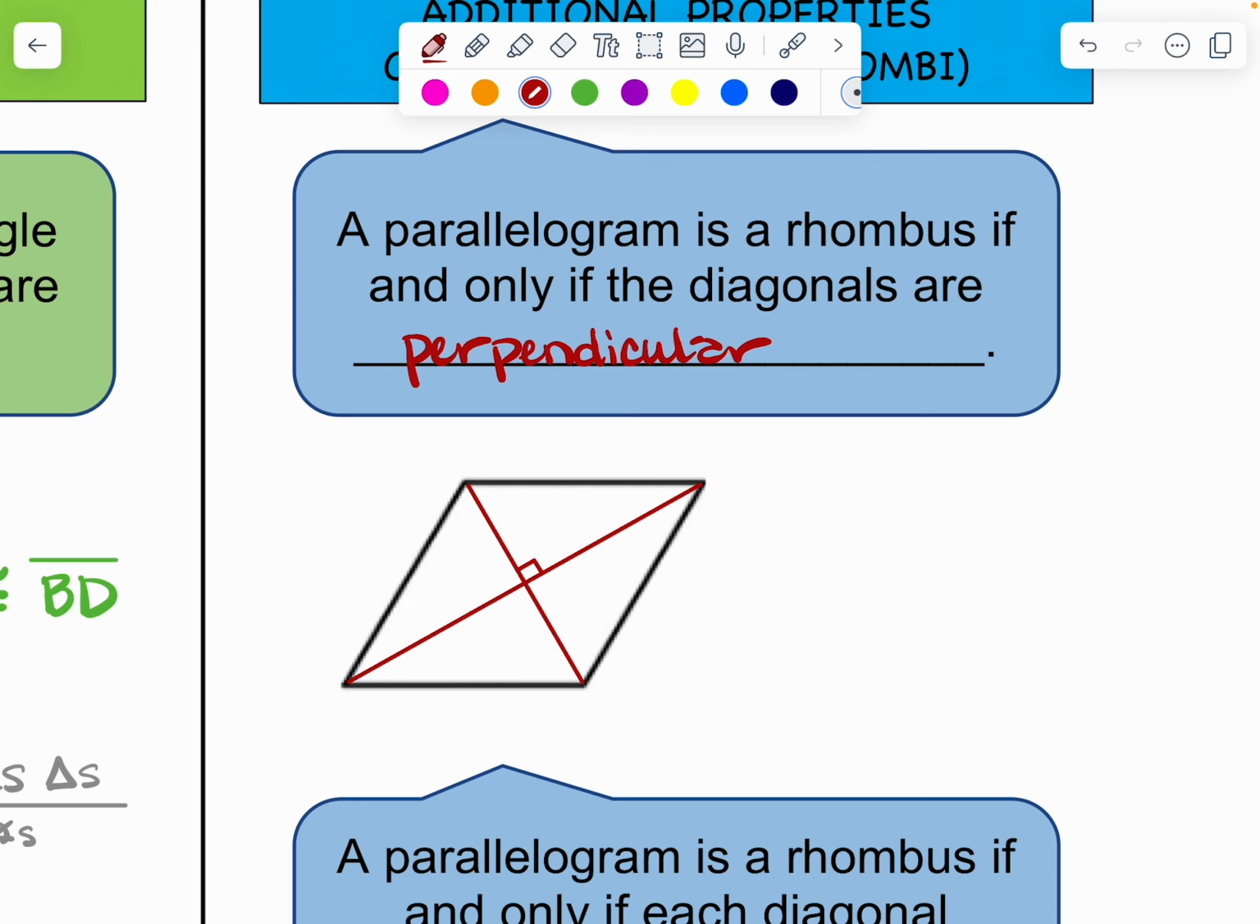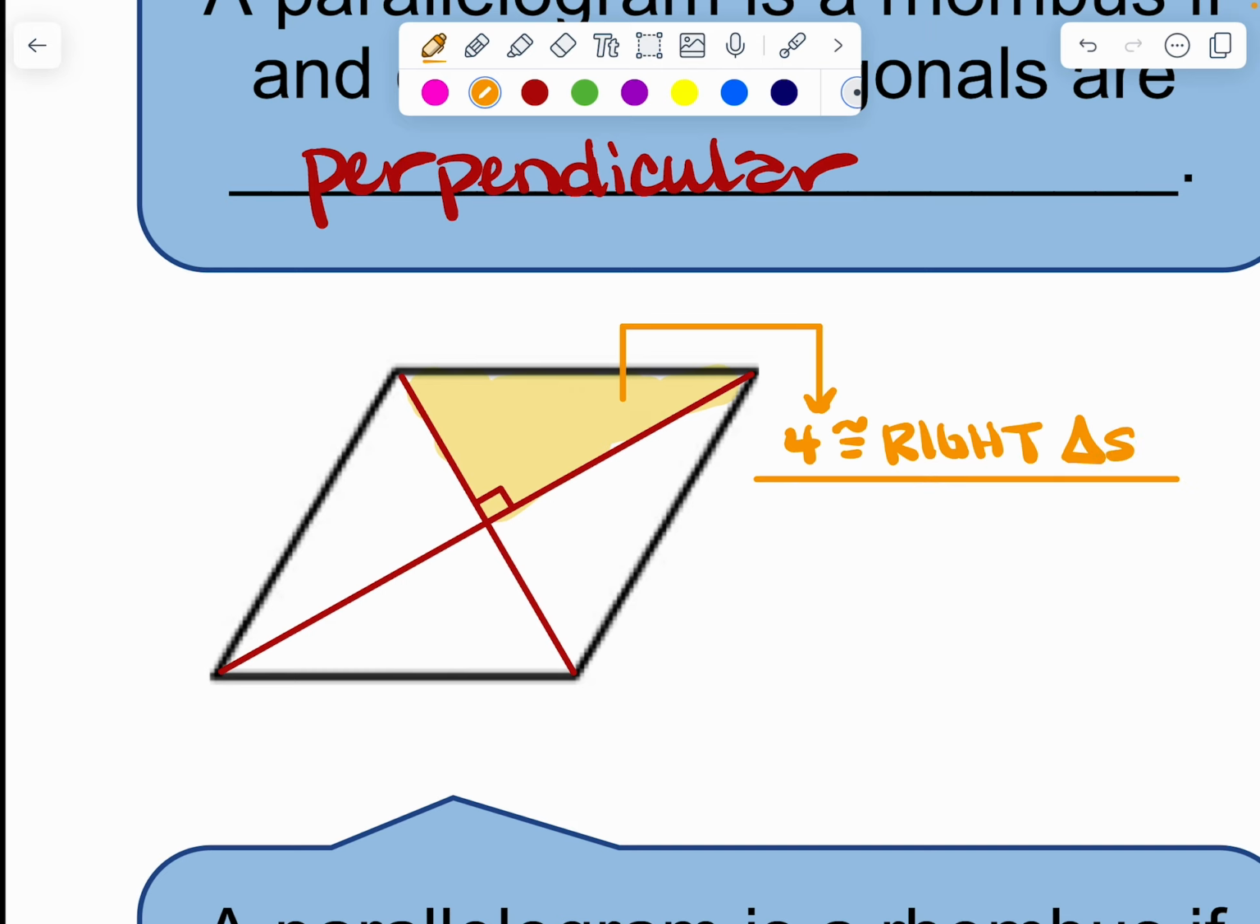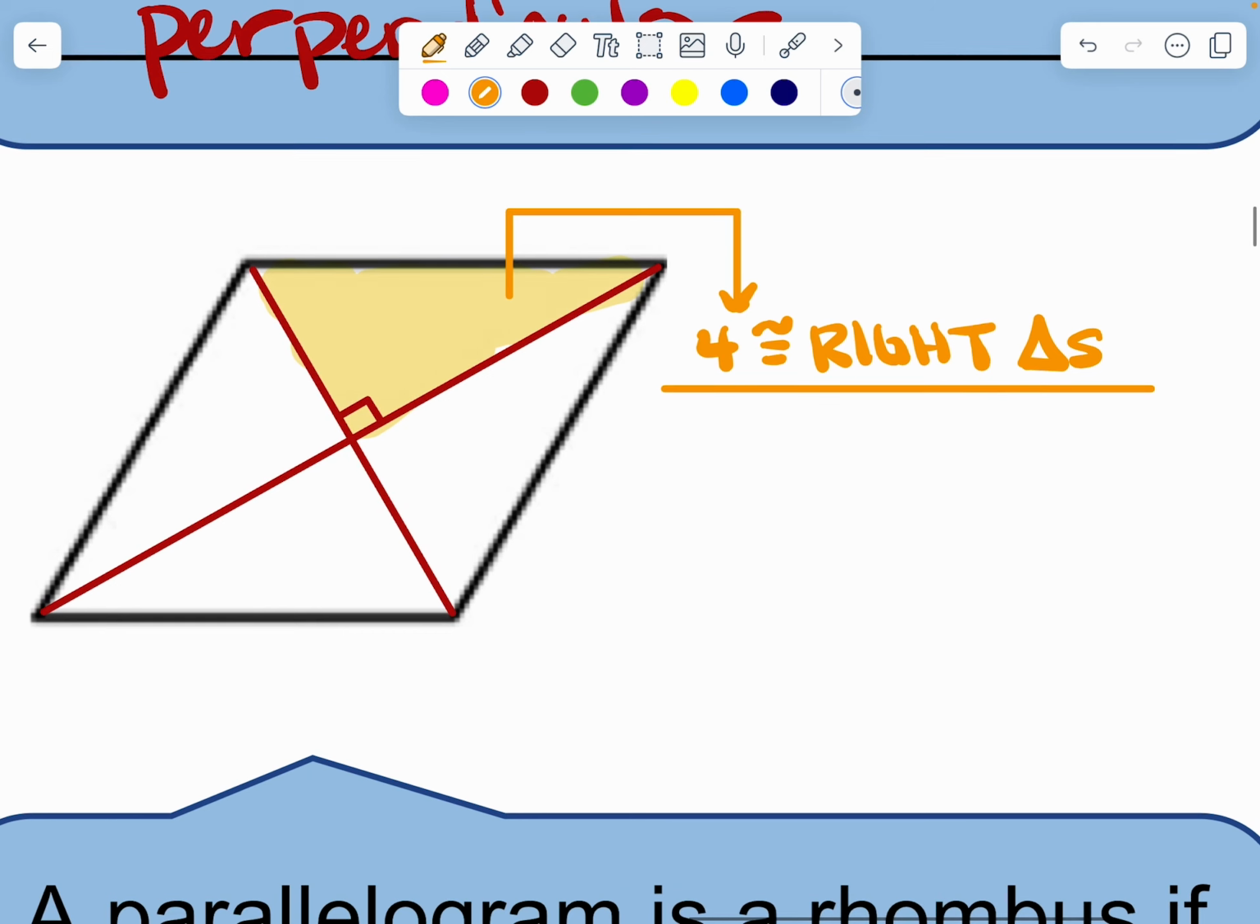And guys, that right angle box is never going to be there for you. You have to know that that property is there so that you add the right angle box, okay? And then, of course, because that's a right angle, that means you have four congruent right triangles. I'm going to write that down. So we have four congruent right triangles inside of every rhombus.